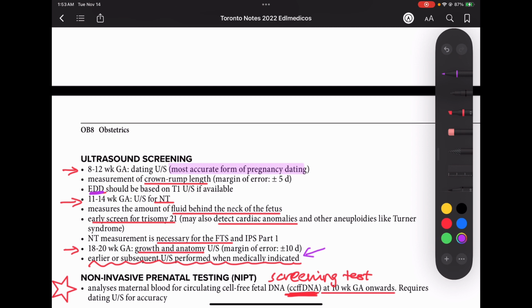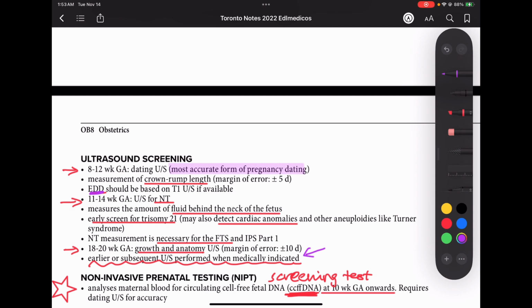Moving forward, the second one would be 11 to 14 weeks for the nuchal translucency. We measure the amount of fluid behind the neck of the fetus. And this is an early screen for trisomy 21, and it also determines some cardiac anomalies. The nuchal translucency measurement is necessary for the first trimester screening. So it happens in 11 to 14 weeks.